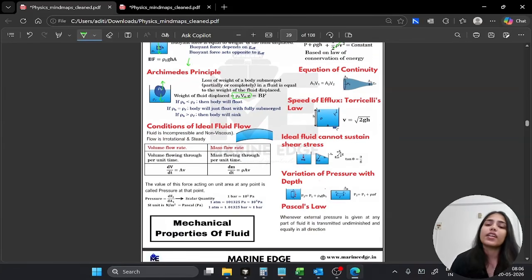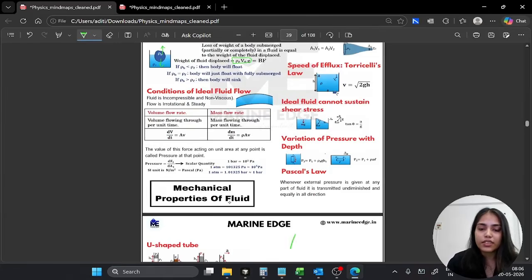Now, next, an ideal fluid cannot sustain shear strain. What is shear strain? When you have a solid object like this, and you apply a force in the tangential direction. So an ideal fluid cannot sustain shear strain.